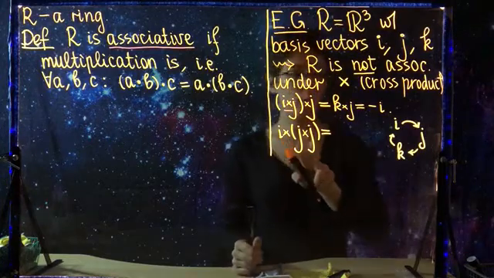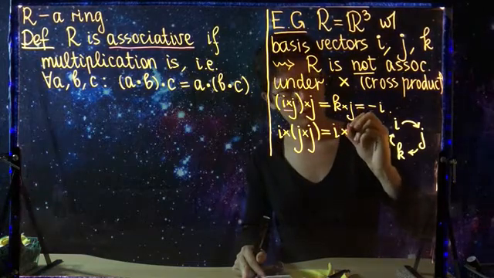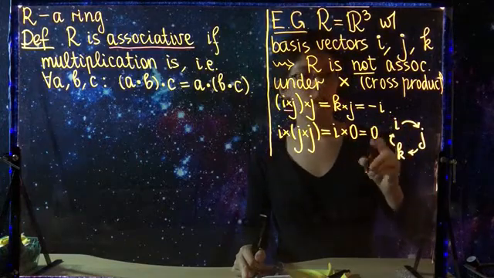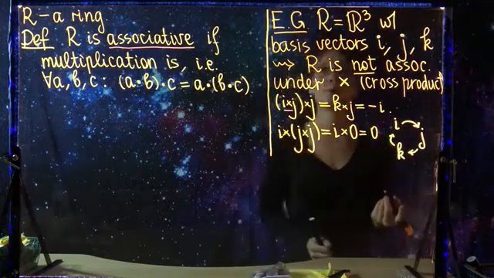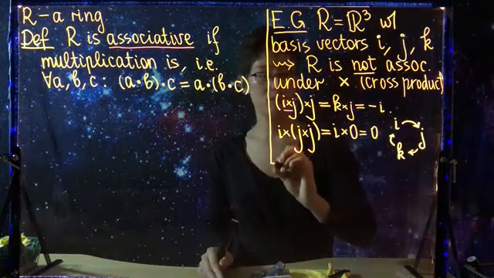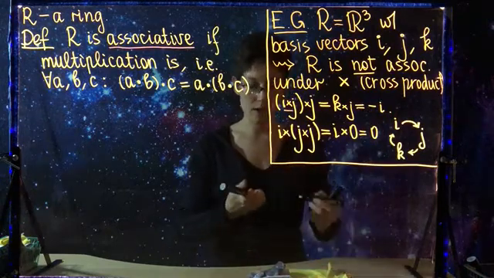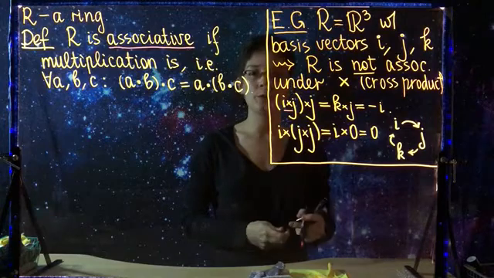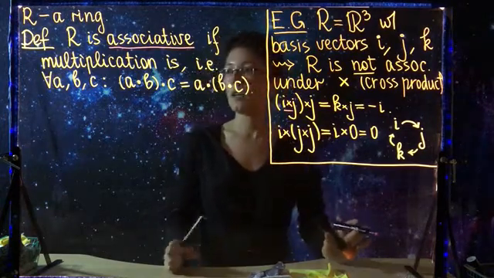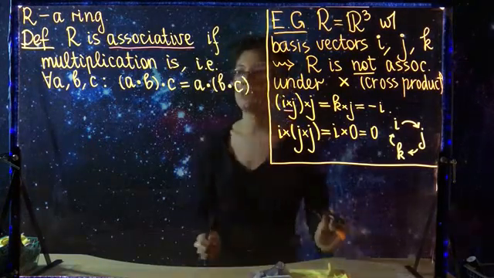What happens here? When we multiply two parallel vectors, their cross product is 0. And then multiply anything by 0, we get 0. And minus i is not equal to 0, therefore we can say that this ring is not associative. This ring is a particular example of a Lie algebra, and people study them extensively, but we will not touch upon them in the course. So after this lecture, all the rings will be associative.